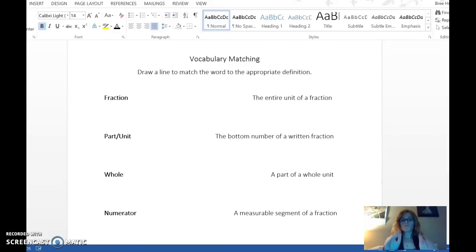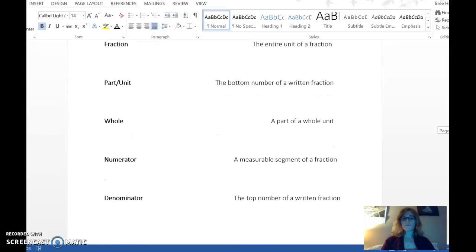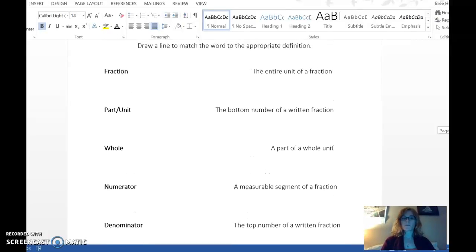So real simple, draw a line to match the word to the appropriate definition. So this is, again, just connecting and reinforcing the new concepts that we are learning, the new words that we are learning. So each child will get this. This is not for a grade.